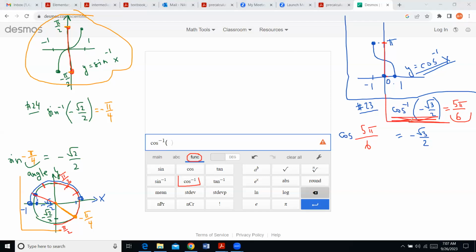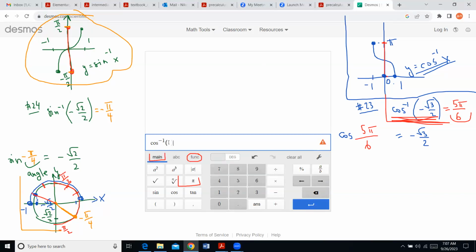Arc cosine of square root 3 over 2 is a minus. So now I need to go back to the main menu to be able to enter this square root 3 over 2, right? So I click main. It jumps out of this parentheses for some reason. It's a little bit of inconvenience, but I guess not everything is perfect. So this calculator should bring your number back in.